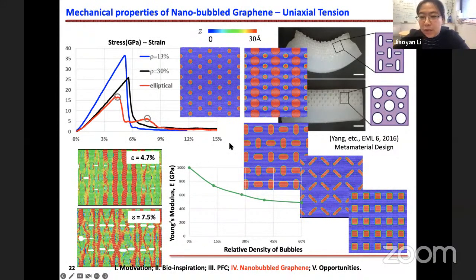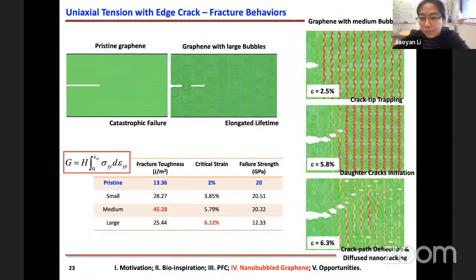So a general conclusion: in fact, we study a lot of different patterns and different densities of nanobubbles. The general conclusion we can draw here is that the Young's modulus decreases monotonically depending on the relative density of bubbles. Meaning that more bubbles make the material softer.